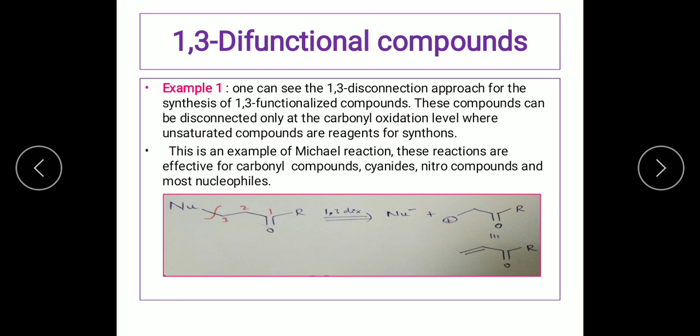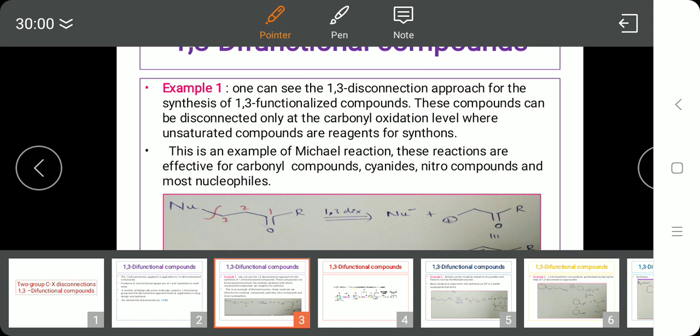So let us take this example. So here, first, there is a carbonyl compound. See, 1,3 functional compounds are, first of all, very much applicable for carbonyl compounds. So let us start numbering the target molecule. So we give carbon number 1 for the carbonyl carbon, and then 2 and 3 for the adjacent carbons. And then we're going to disconnect at C3 and the nucleophile. So this disconnection becomes 1,3 disconnection, because we're going to disconnect between C3 and the nucleophile.